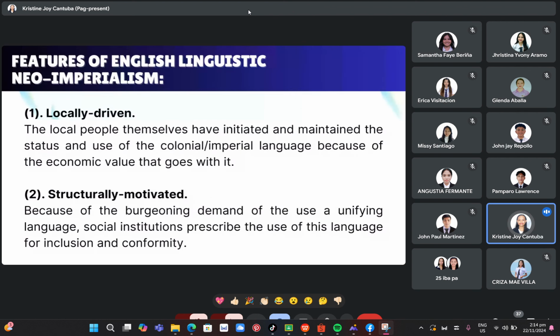And the following features of linguistic neo-imperialism are: first, locally driven. The local people themselves have initiated and maintained the status and use of the colonial or imperial language because of the economic value that goes with it. The second is structurally motivated because of the bargaining demand of the use of a unifying language. Social institutions prescribe the use of this language for inclusion and conformity. Ayun nga, if they want to be included.